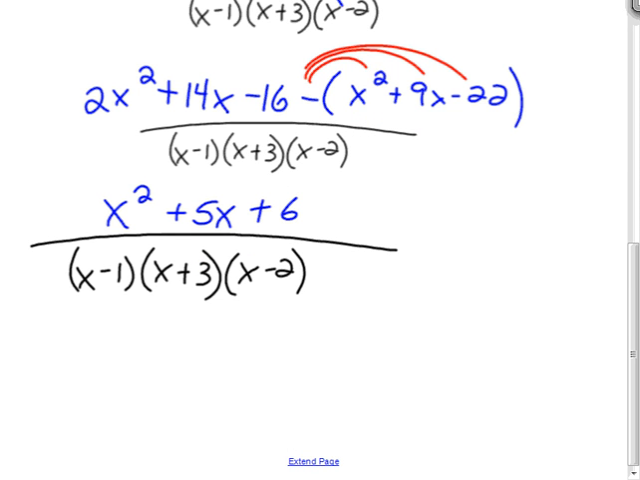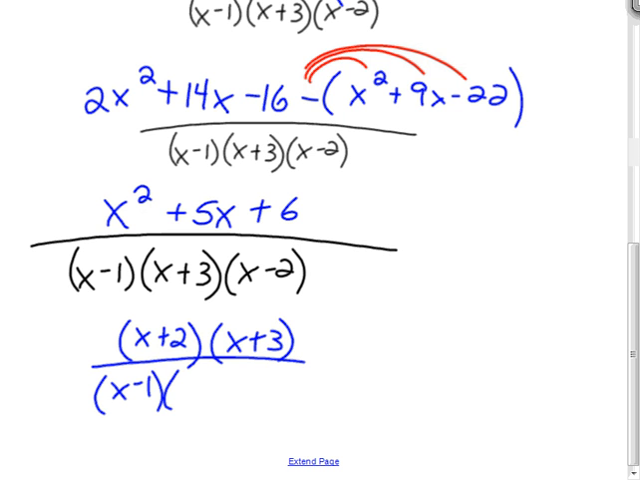So now I've got everything put together. I've simplified my whole numerator. The last step in any adding and subtracting problem is to simplify if possible. In order to simplify, I'm going to have to factor my numerator. So when I factor that numerator, I get x plus 2 times x plus 3. And then that's, of course, over that common denominator.